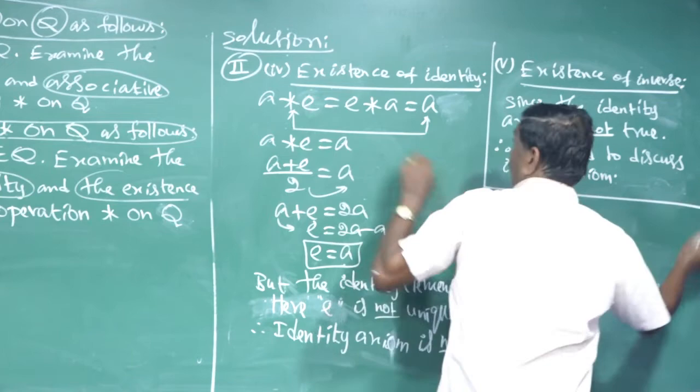See, the identity axiom failure means there is no need to discuss the inverse axiom. So, what is the conclusion?